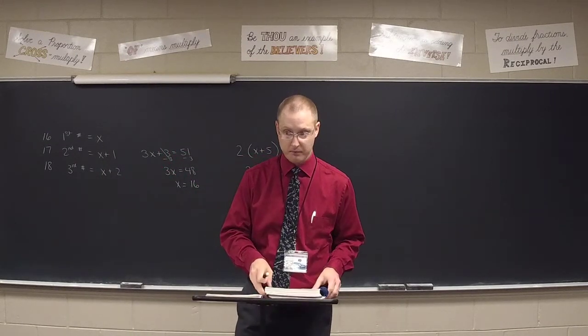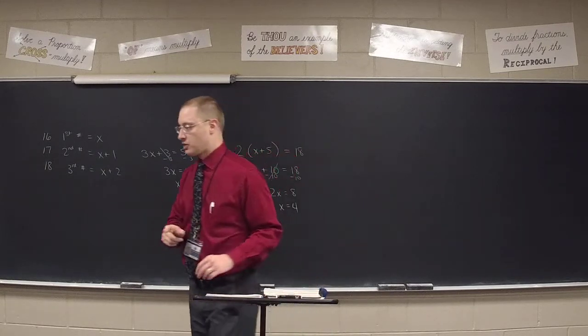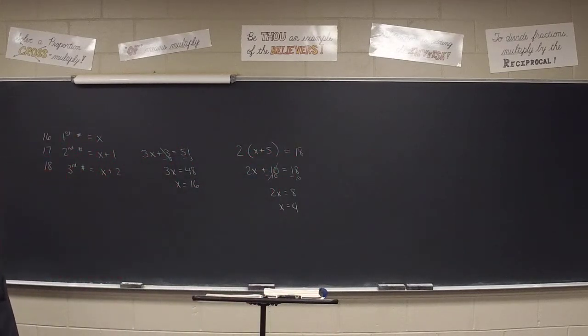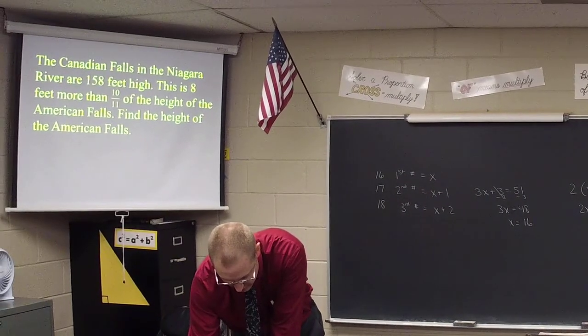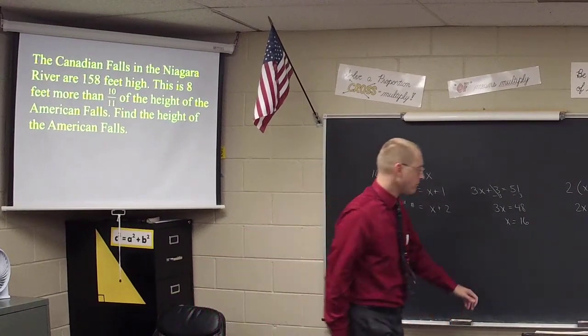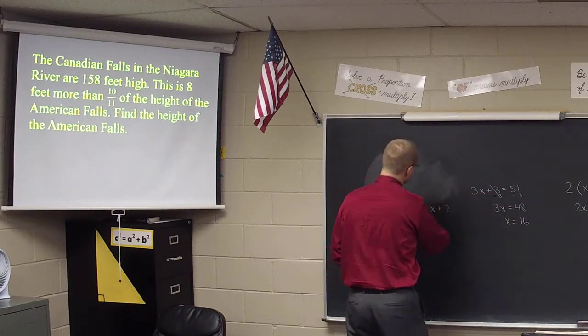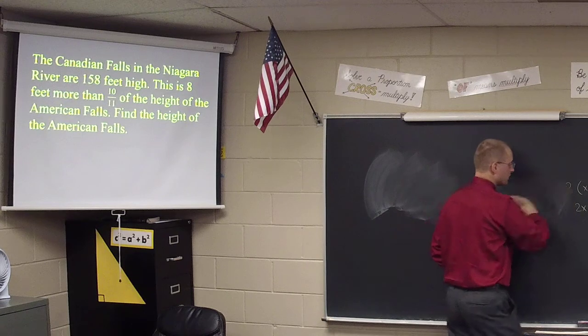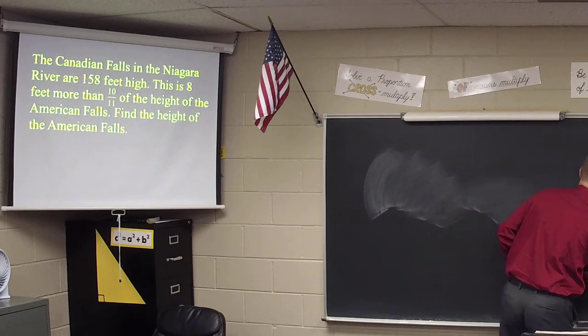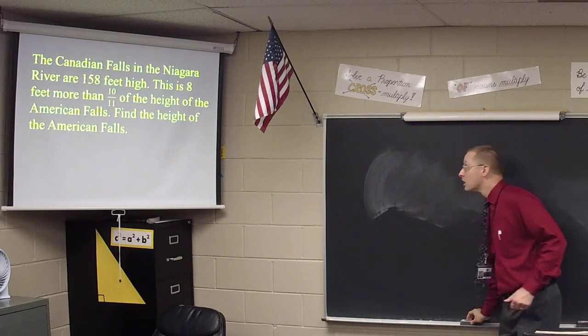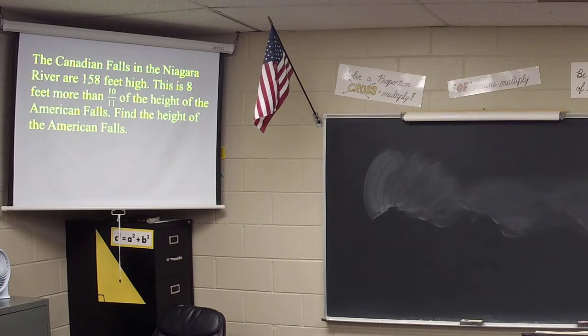Questions on that? We're going to get back to your homework here in just a moment, but for now, let's take a look at the word problem that is on the screen. And let's have Joshua read this word problem for us, please. The Canadian Falls and the Niagara River are 158 feet high. This is 8 feet more than 10/11ths of the height of the American Falls. Find the height of the American Falls.